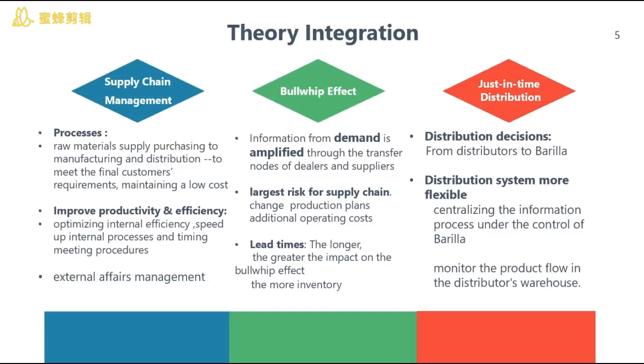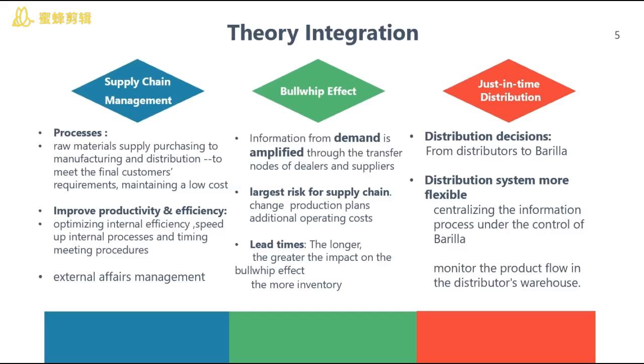For the theory integration, the first of all is the supply chain management. It is a process from raw materials supply purchasing to manufacturing and distribution to meet the final customers' requirements. And it also should maintain a low cost. So how to improve productivity and efficiency? By optimizing the internal efficiency, speeding up the internal processes, and meeting timing postures. It also needs to manage the external affairs.